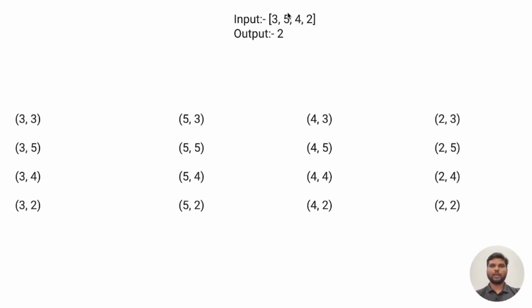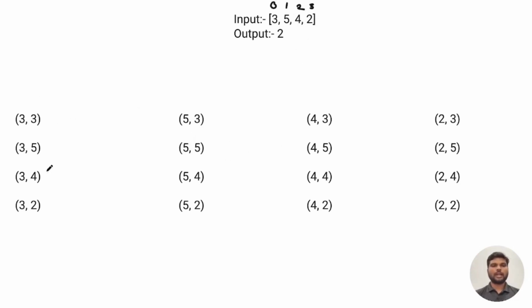Similarly, let's start with 5. We can create 5 3, 5 5, 5 4, and 5 2. Similarly, let's start with 4 now. So 4 3, 4 5, 4 4, and 4 2, right? Similarly, we can start with 2 and we can create 2 3, 2 5, 2 4, and 2 2. So these are the pairs that we can create, and I have listed them here.